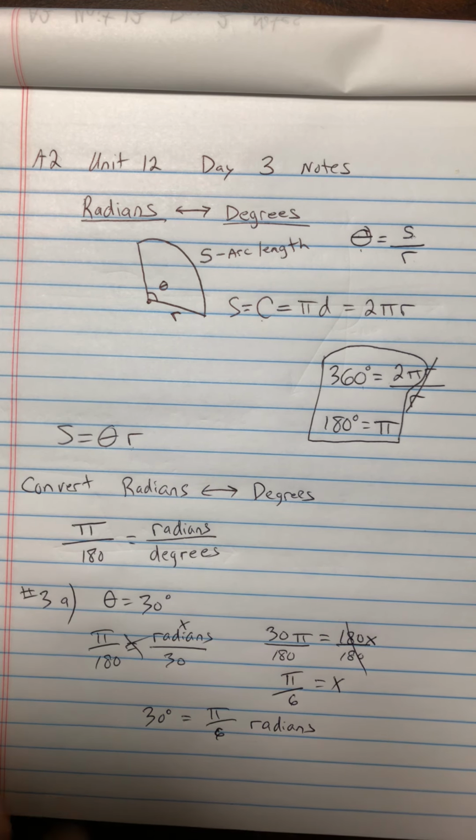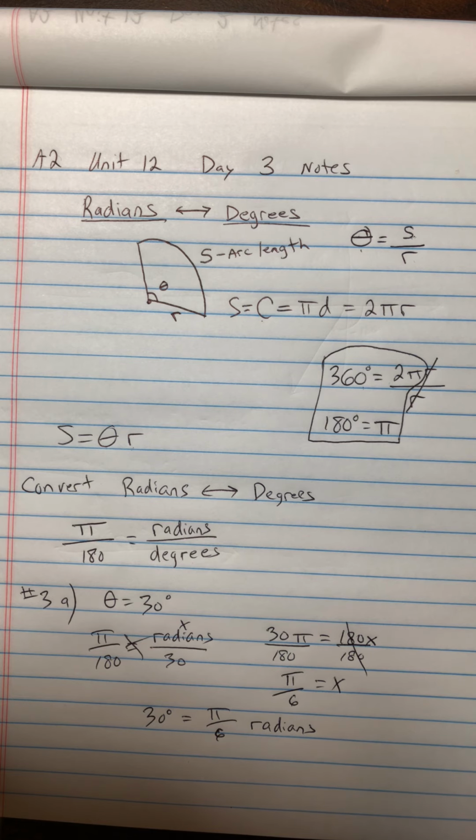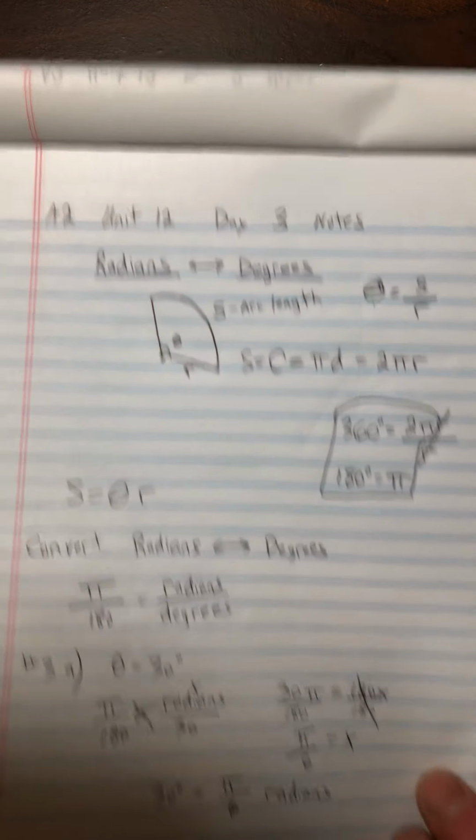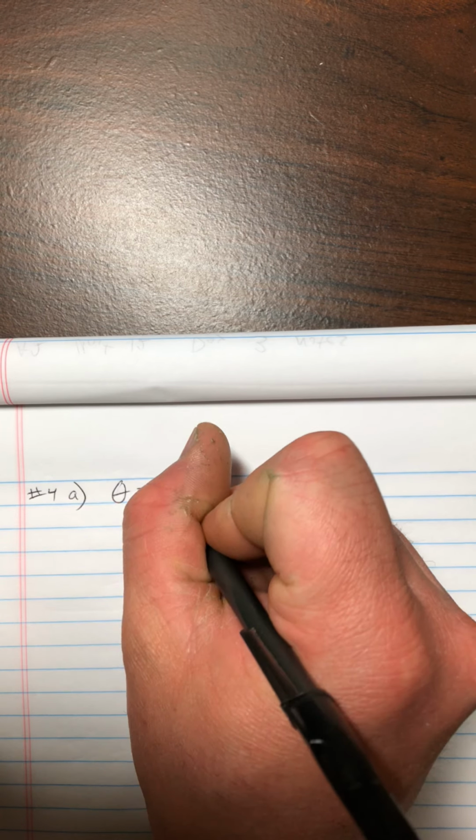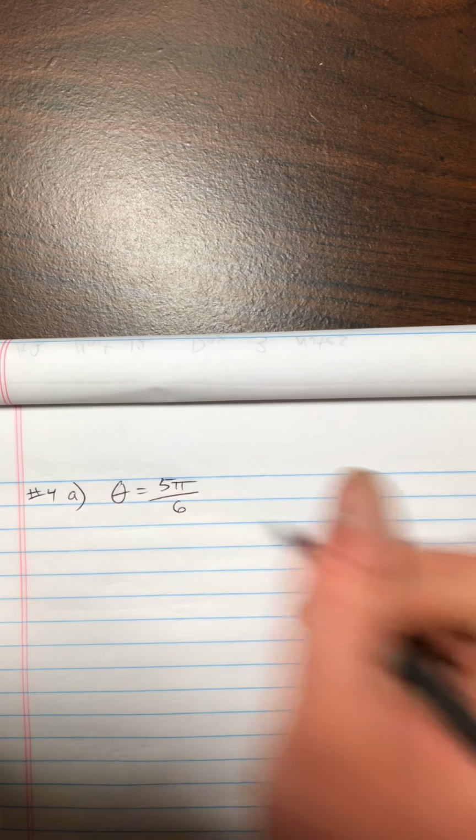Lots of examples in the notes. Get good at that. You'll see that quite a bit throughout the packet. If we're going the other way, say I give you radians and say you find degrees. Next page. If you have the notes, this is number 4. We can do another letter A, I guess. They tell me my theta is 5 pi over 6.